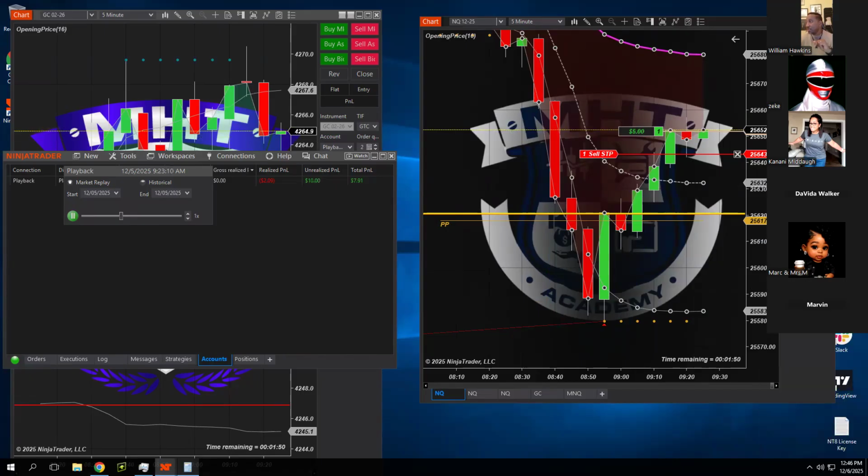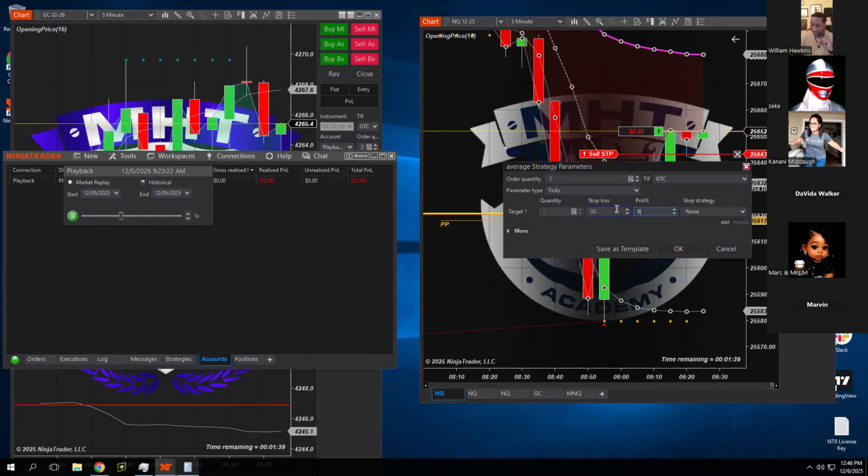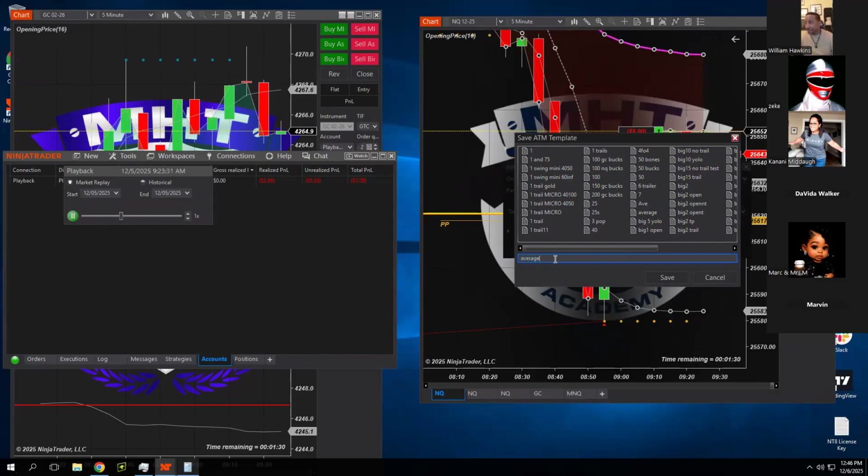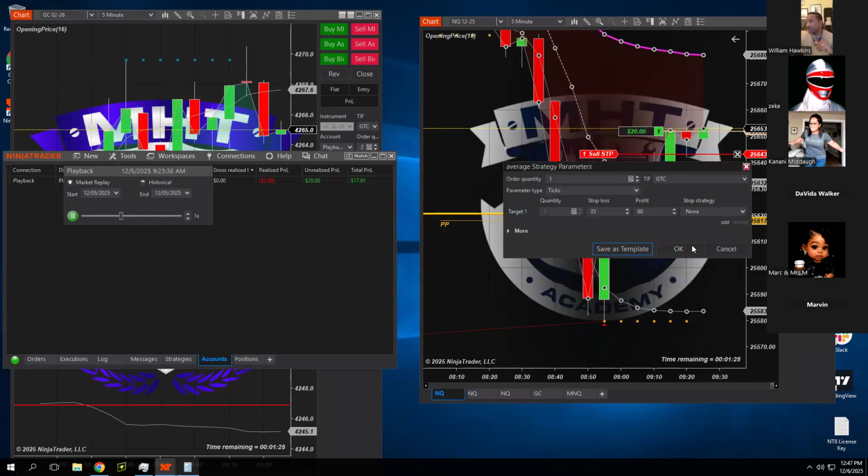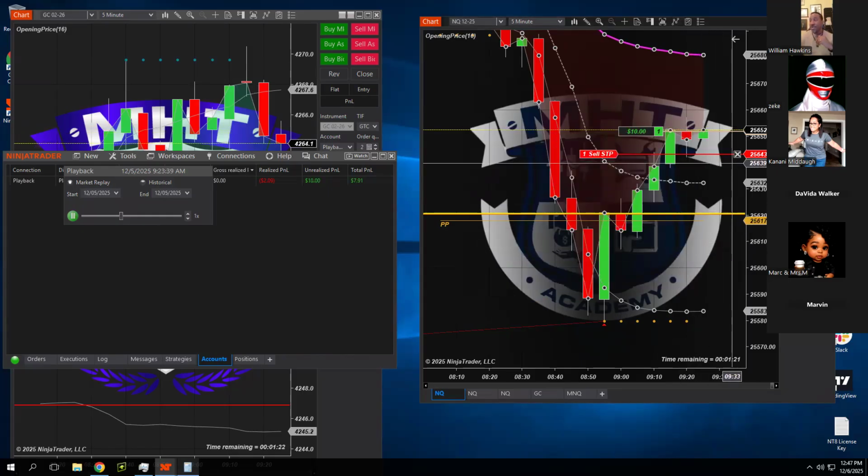So you're going to go to that ATM strategy. Where's average at? Average. Go to ATM strategy, average, go to edit, and 60 ticks. So when I take a trade on average, I'm going to get at least $300, at least 60 ticks on average. So you save that. You could keep it as average if you want to. Save. Right? So now you have an ATM strategy of $300. Every time you buy or sell the market, your target is going to be 300 bucks. Because now you know what your average per trade is. That doesn't mean you're going to get it every single trade, but that's what your average is.